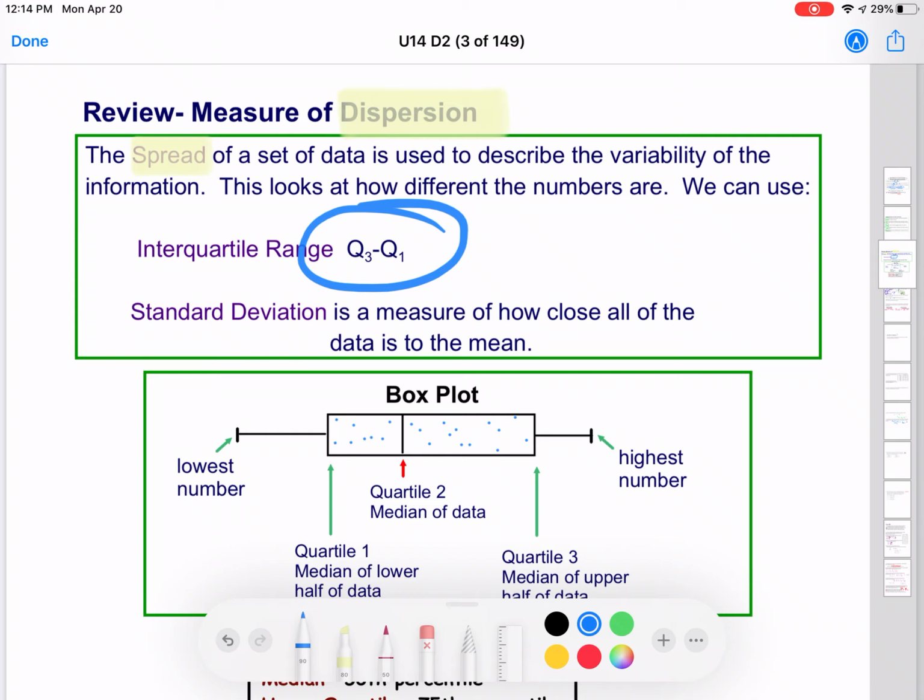Standard deviation is the measure of how close all of the data is to the mean. How far do you deviate from the average?